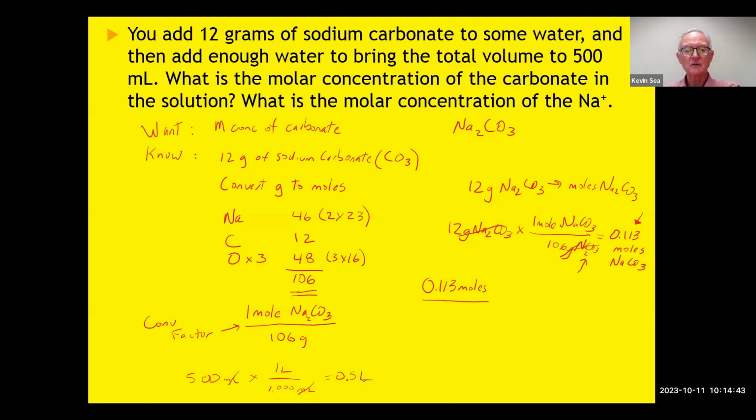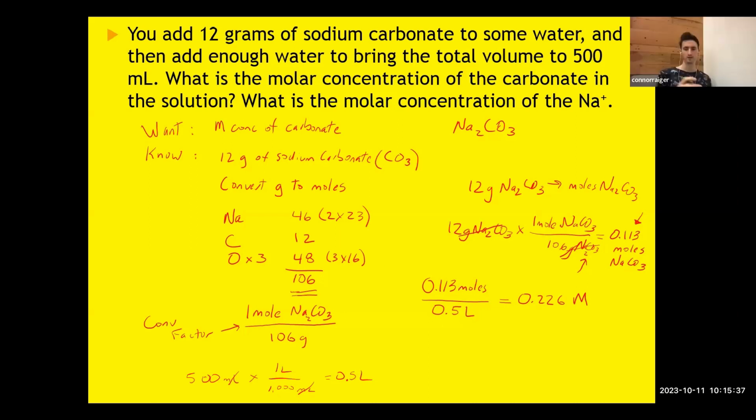So to get our molar concentration of sodium carbonate, we divide 0.113 moles by 0.5 liters, and that gives us a concentration of 0.226 molar. Again, I've done that right: 0.113 divided by 0.5 is 0.226 molar. All right. So that is our concentration of sodium carbonate.